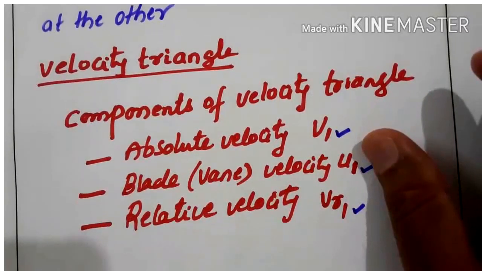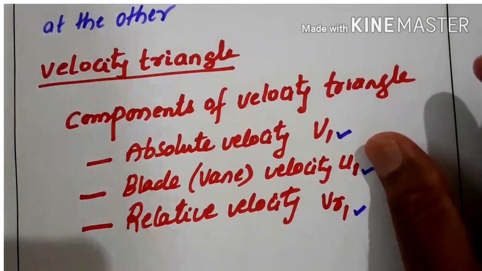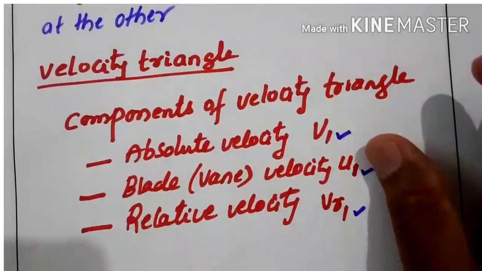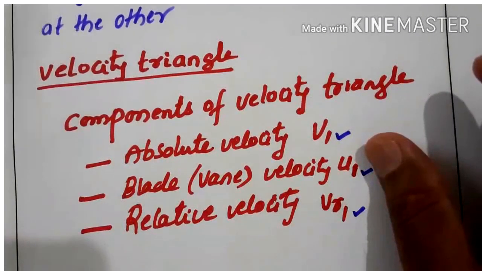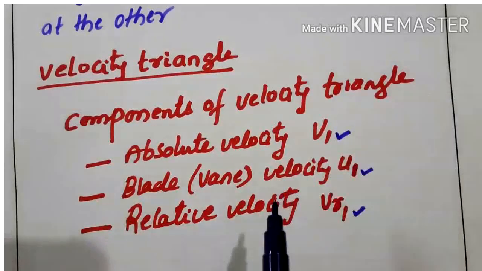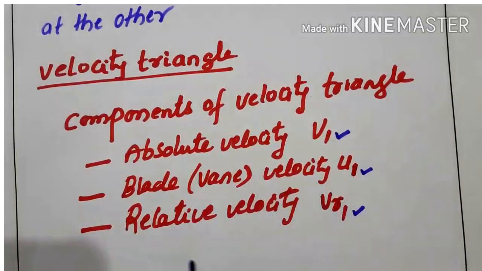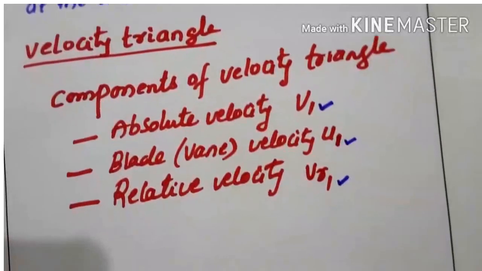Typically, as I said, this velocity triangle consists of the absolute velocity, which has components, the blade velocity, as well as the relative velocity.